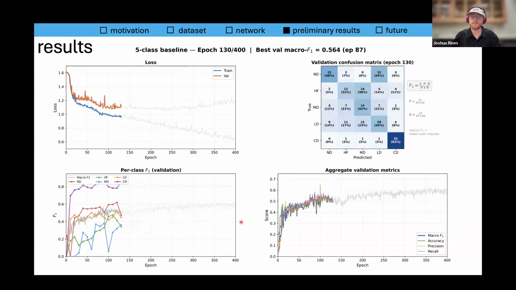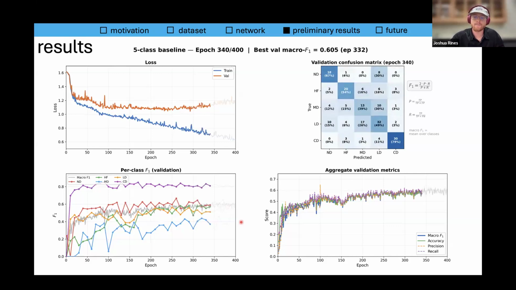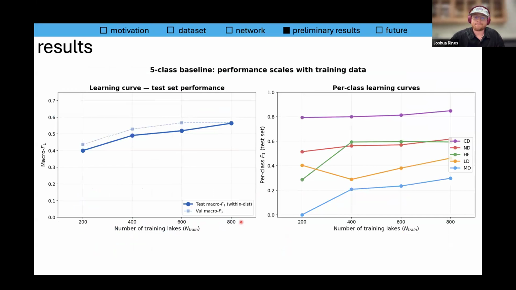And that's not that surprising. Moulin drainage is inherently a difficult class to identify, even as a human. Sometimes Moulins are in the lake basin. Sometimes there's a stream that leads to them, and they're very small features. So it's not surprising that the network learns that last, and it struggles to learn it at all.